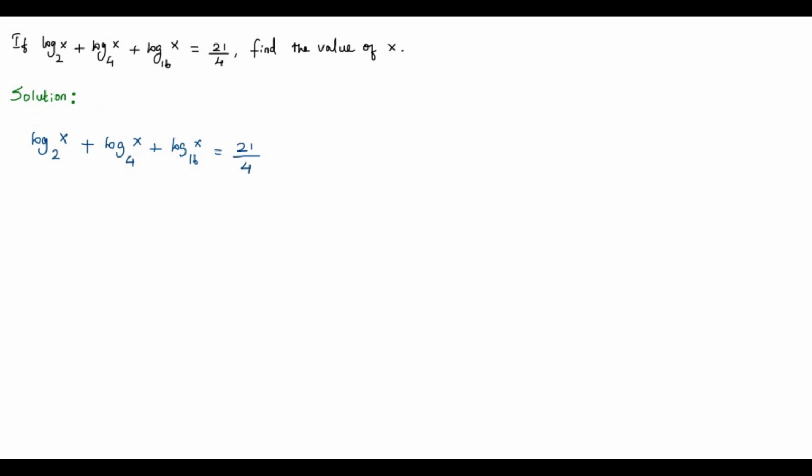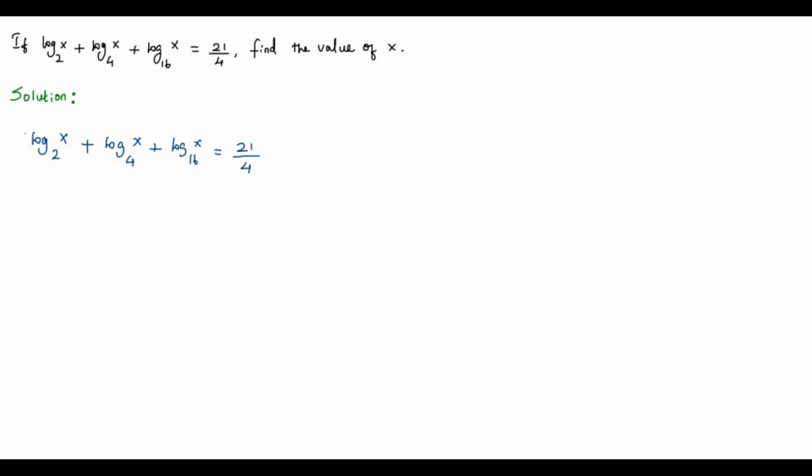The first fundamental law of logarithm is given for addition of two or more logarithms, but it can be used only if all the logarithms have the same base. But here the base for all the three logarithms is different. The base of the first logarithm is 2, the second one is 4, the third one is 16. So we will not be able to use the first fundamental law. Only if the base is same for all the logarithms which are in addition, we will be able to use it. So here we cannot use it.